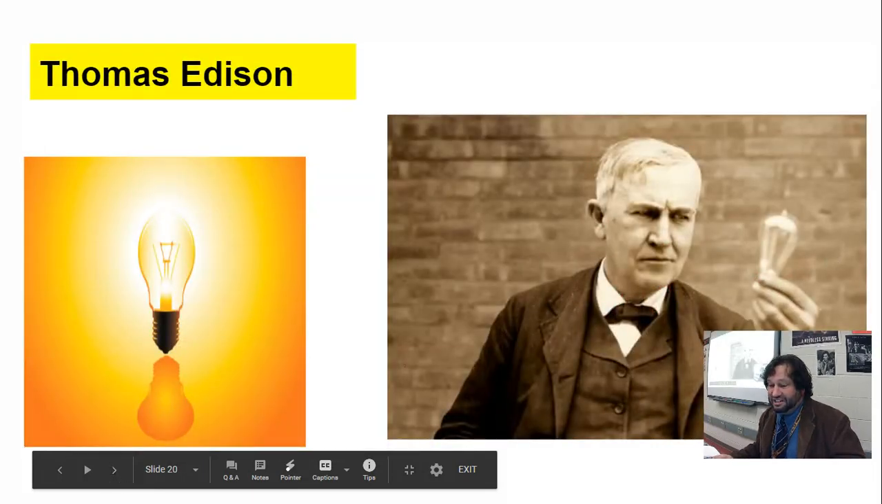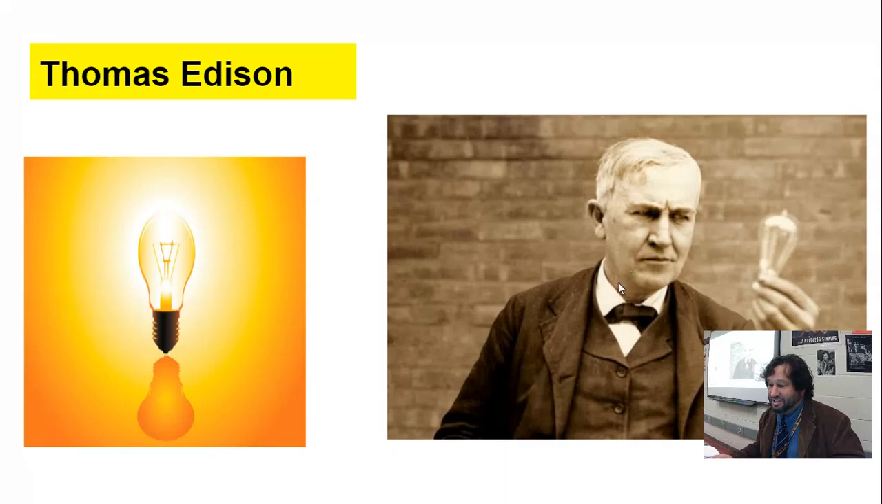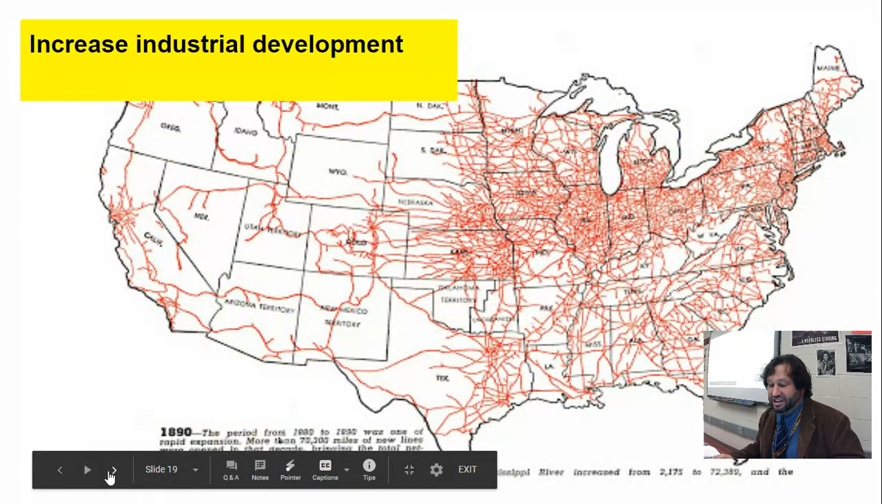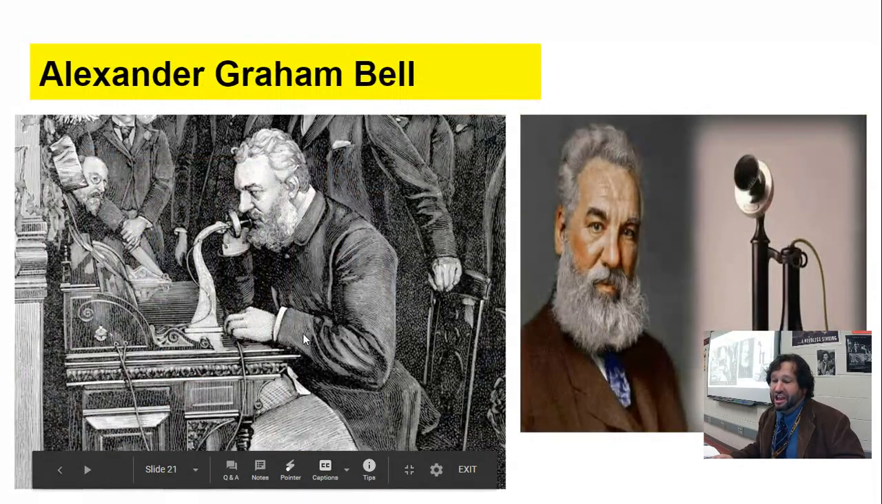Finally, we're getting to the last part, the inventions. Thomas Edison invented the light bulb, and then Alexander Graham Bell the telephone. And this concludes the quick review, and we'll see you tomorrow.